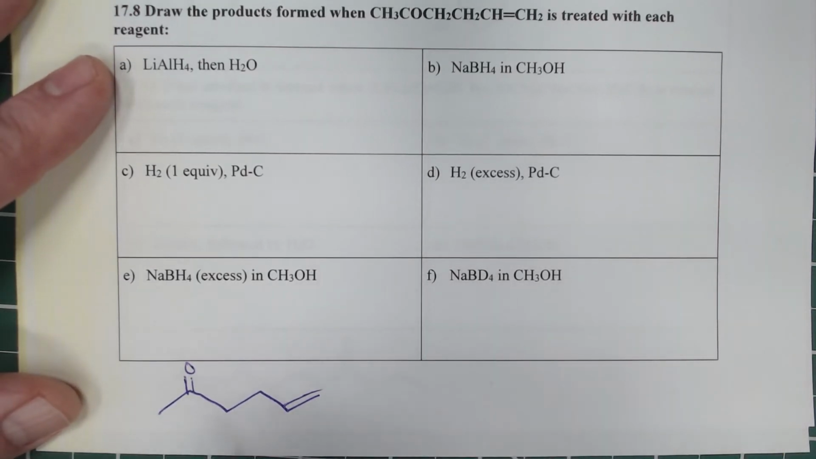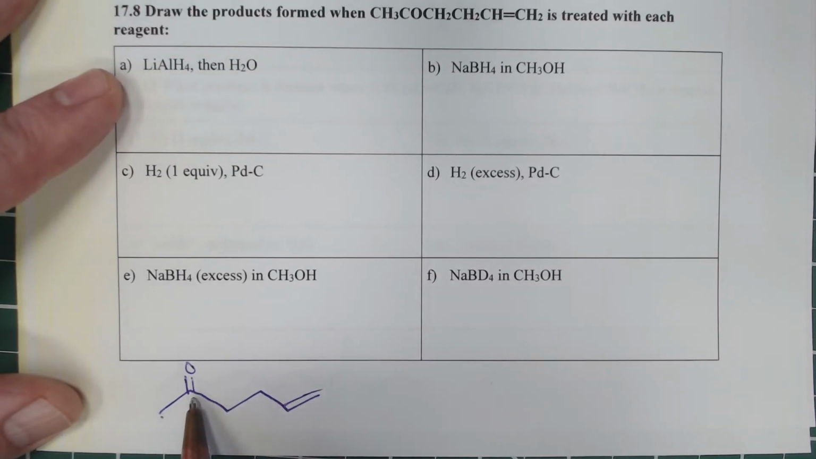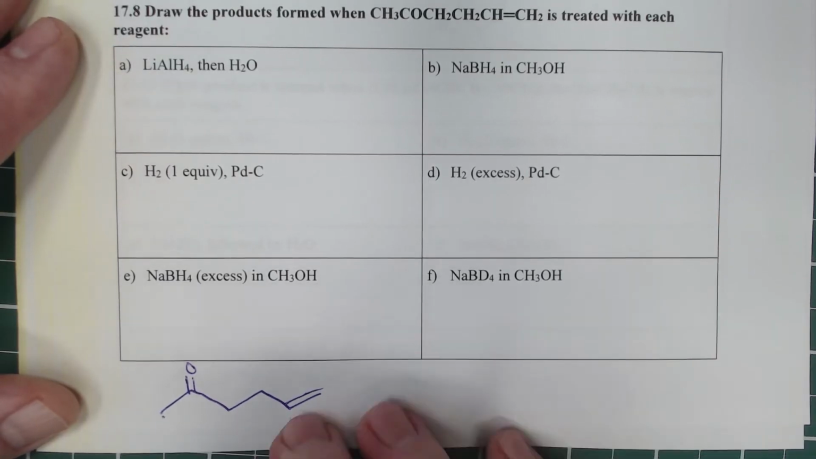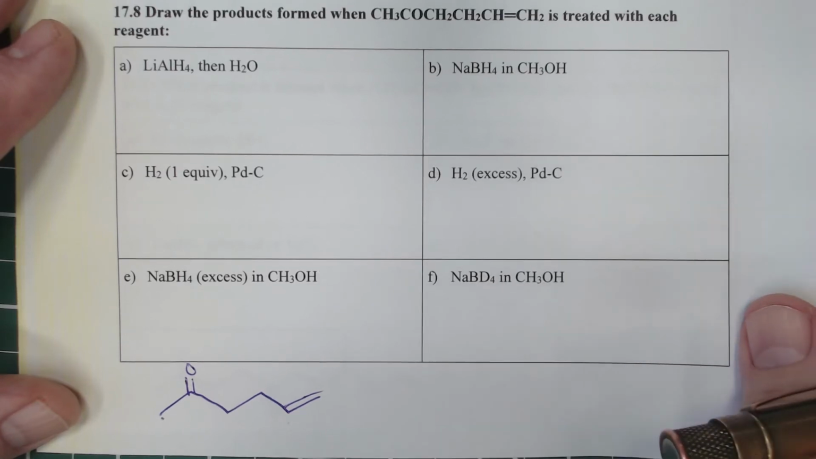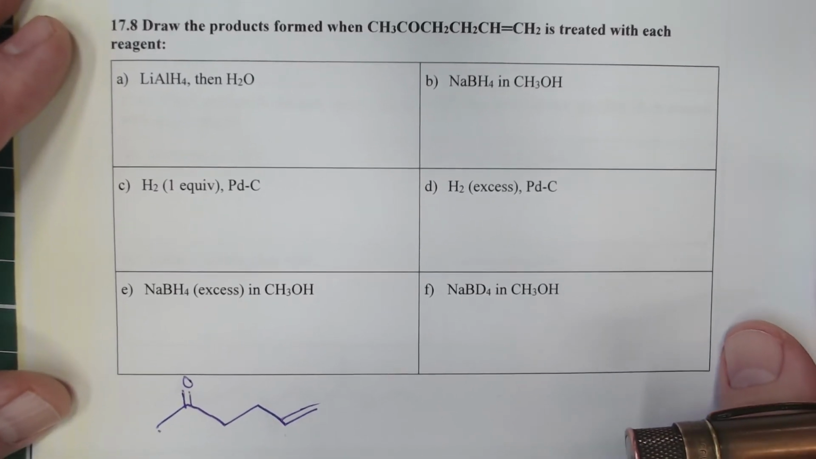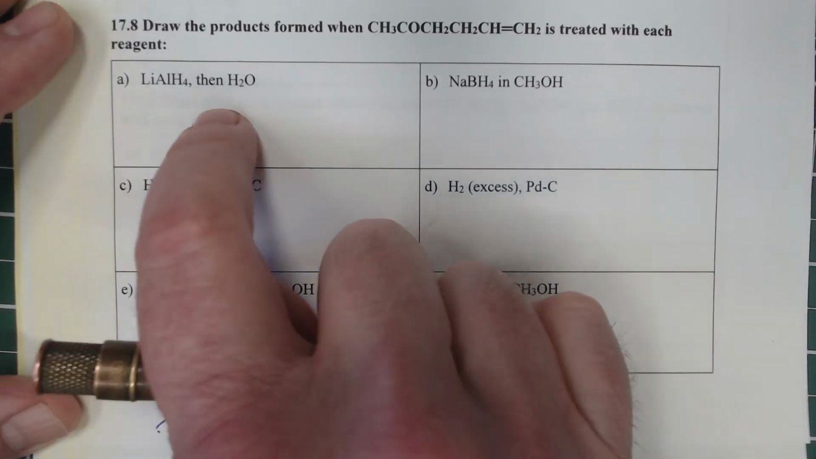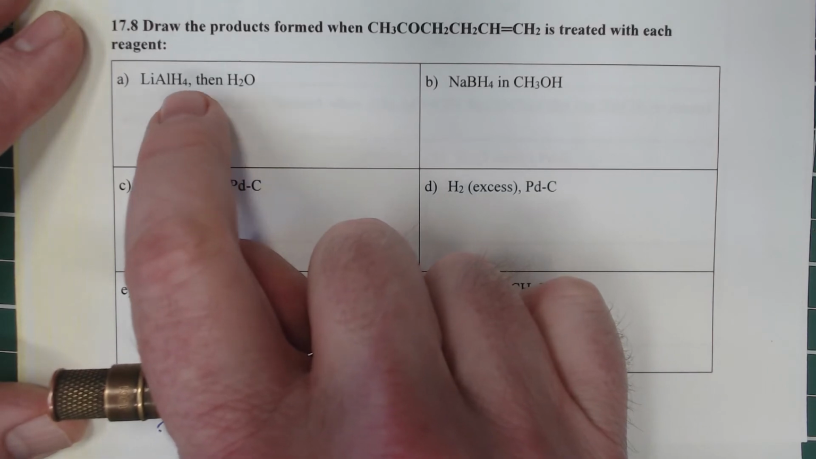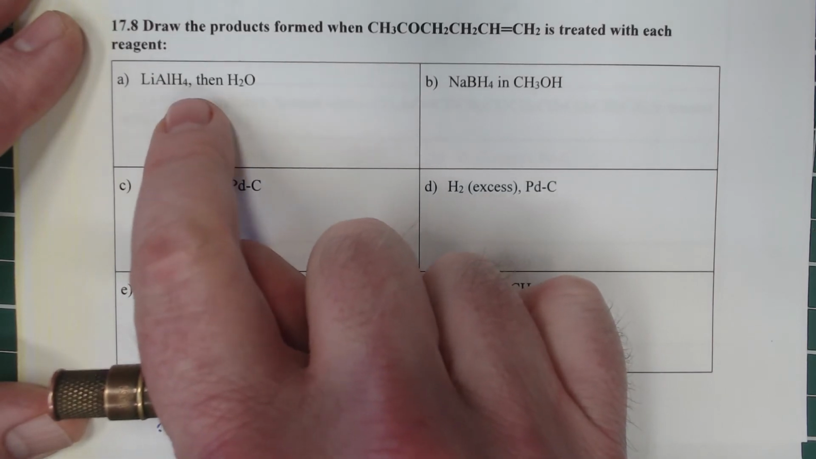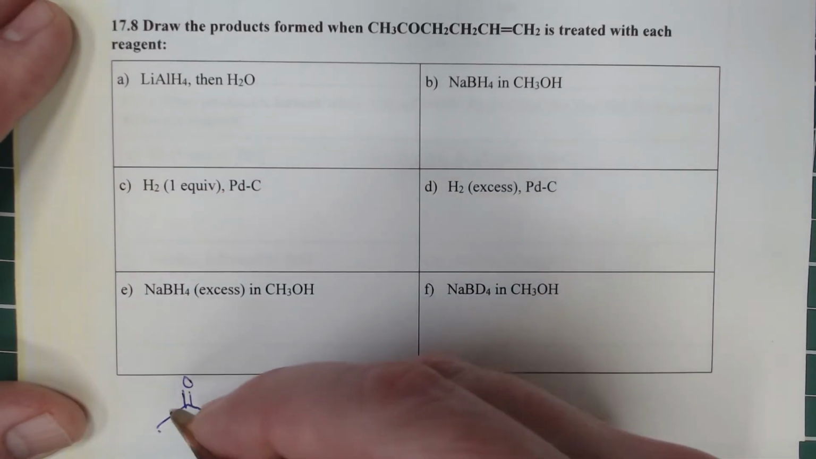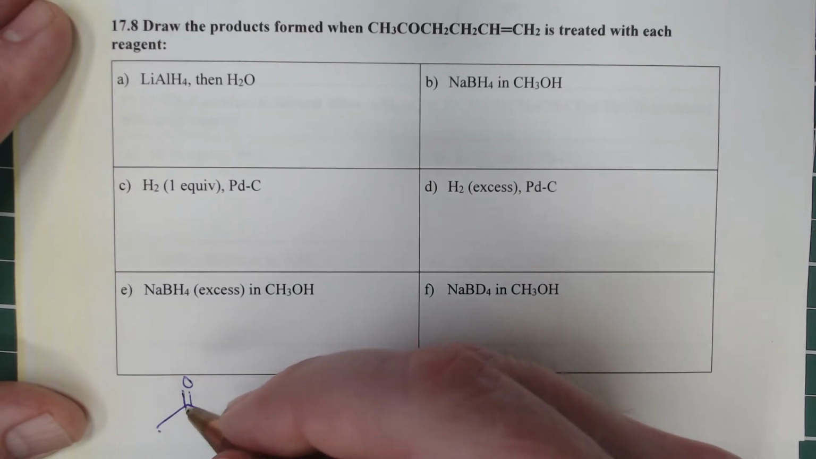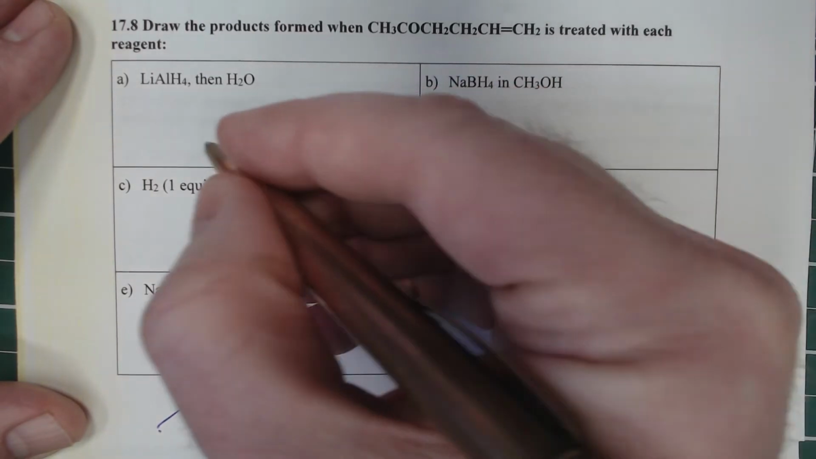And so we'll just check again. CH3, carbonyl, CH2, CH2, CH double bond, CH2. All right, so that is the structure that we're starting with. And we want to know what happens with each of these. Well, lithium aluminum hydride, that will do reductions of aldehydes and ketones. So in this case, it will only reduce that ketone to an alcohol.